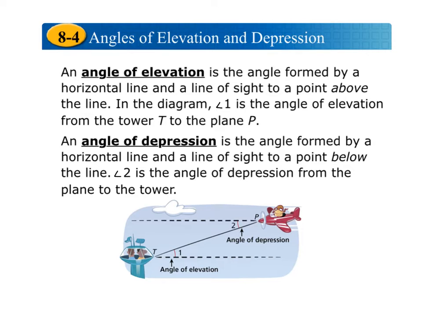So an angle of elevation is the angle formed by a horizontal line and a line of sight to a point above the line. In the diagram, angle 1 is the angle of elevation from tower T to the plane, and an angle of depression is the angle formed by a horizontal line and the line of sight to a point below the line. Angle 2 is the angle of depression from the plane to the tower. So as we see, we have our line of sight here, and the angle of depression goes down, and then we have our line of sight down here, and the angle of elevation goes up.